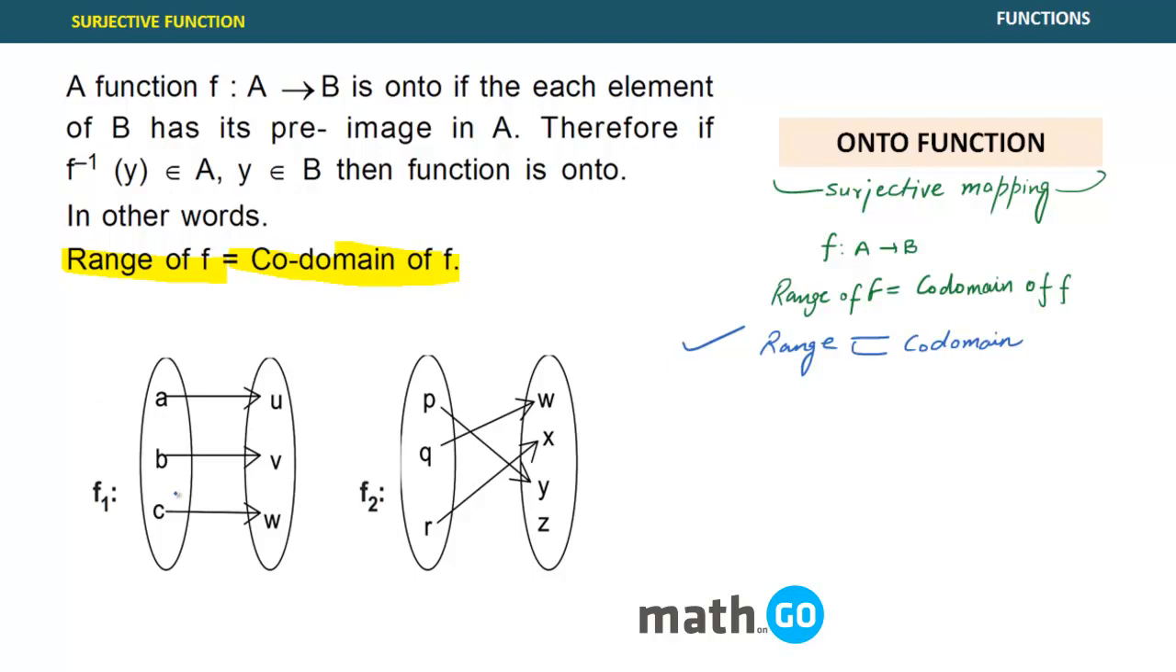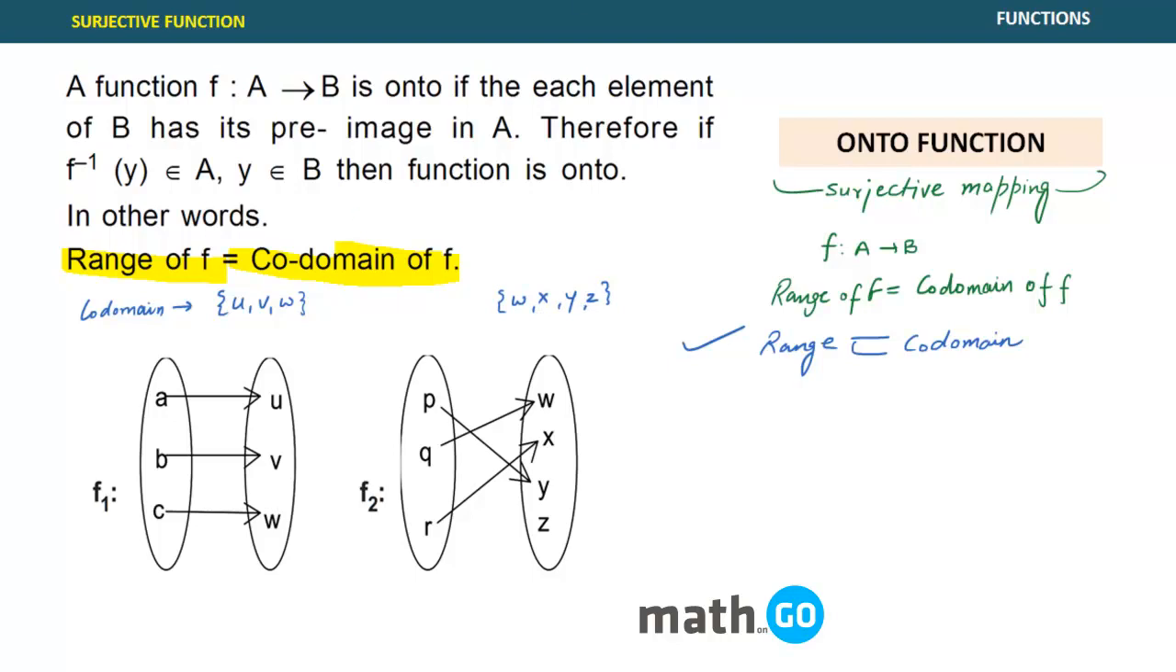So for example, in function 1, what is the codomain? Let us start writing codomain and range. First of all, the codomain of this particular one is 3 elements, u, v, w. What is the codomain here? It is w, x, y, and z. So these 4 elements are the codomain.